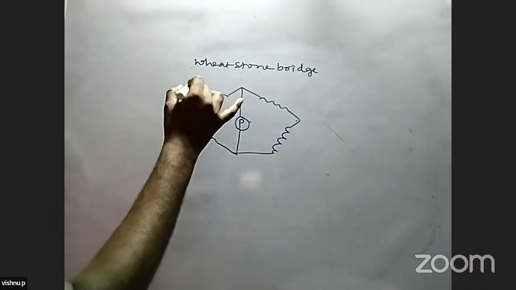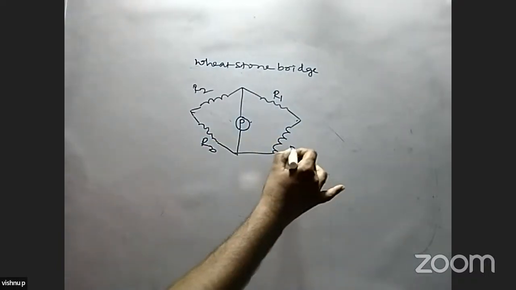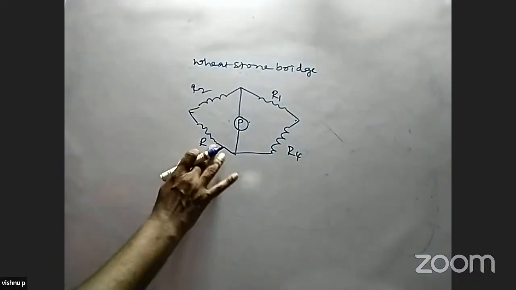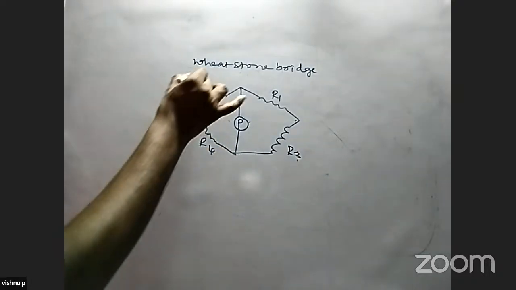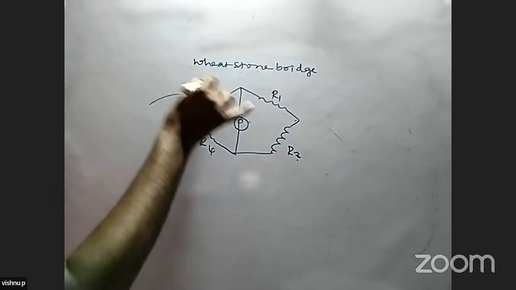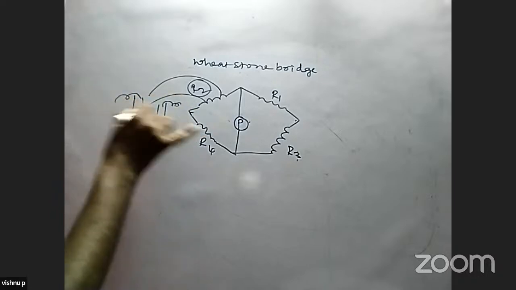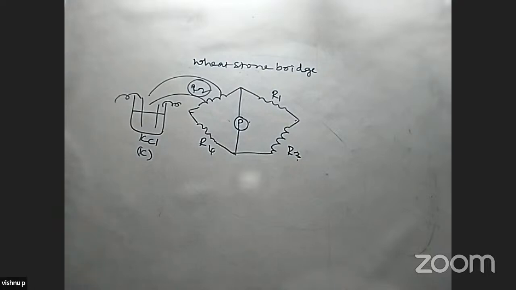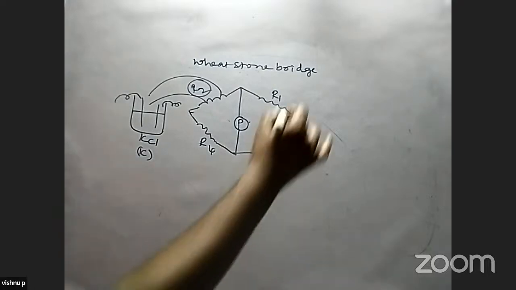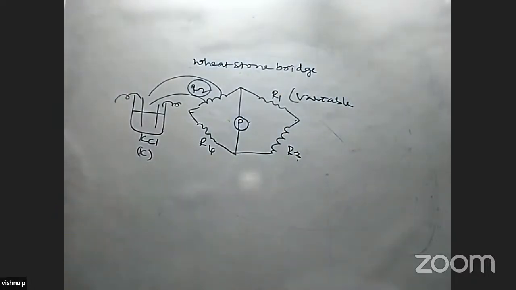We can take it as R2, R1, R3, R4. We take it like this. Here we take R4 and we take it as R3. So R2, what is R2? R2 is connected to the standard KCl cell. What is that? It is a KCl cell. We know that. That is R2. R1 is variable. We can change. R3, R4 are known resistances.